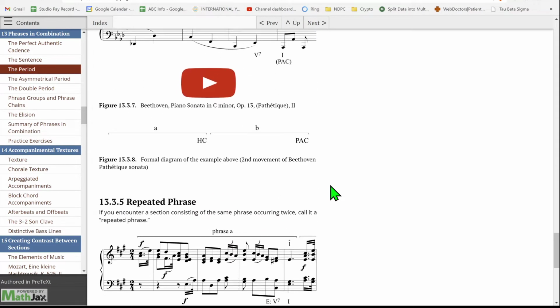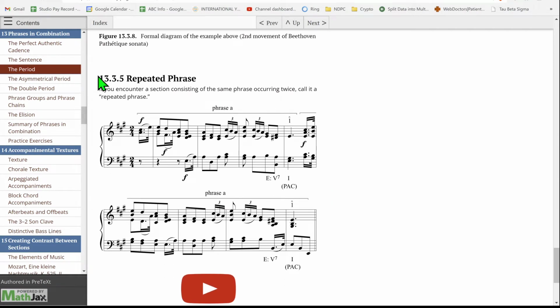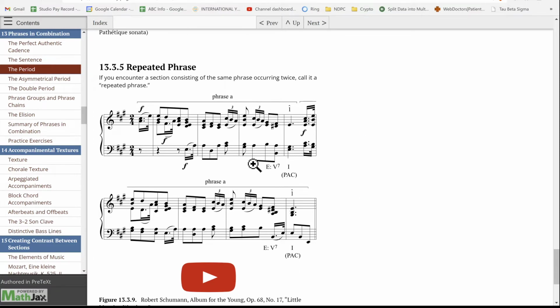Now, it's not always 2 phrases, okay? You also have something known as a repeated phrase. I don't think that was covered in your class. Repeated phrase is when they literally end in the same cadence. So they're the same, but they end in the same cadence. The music can change, mind you, but the melody is identical and the cadence is the same.